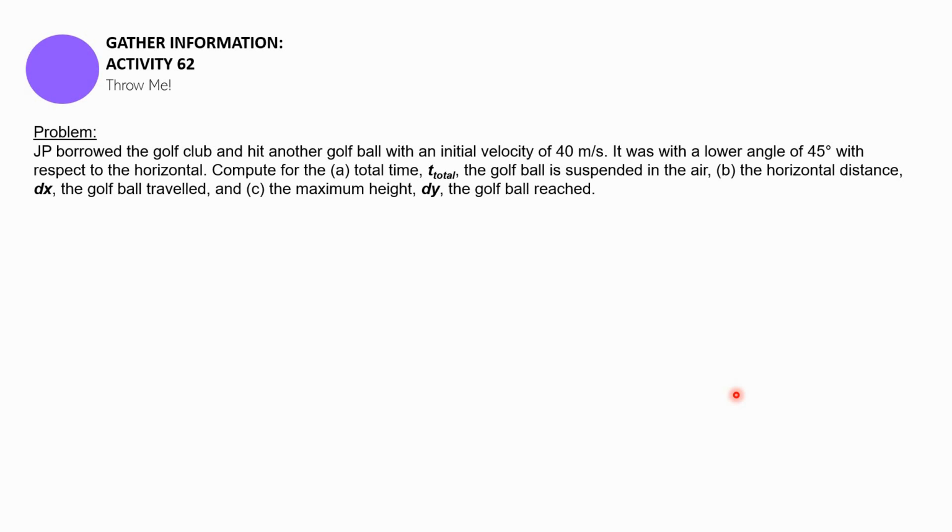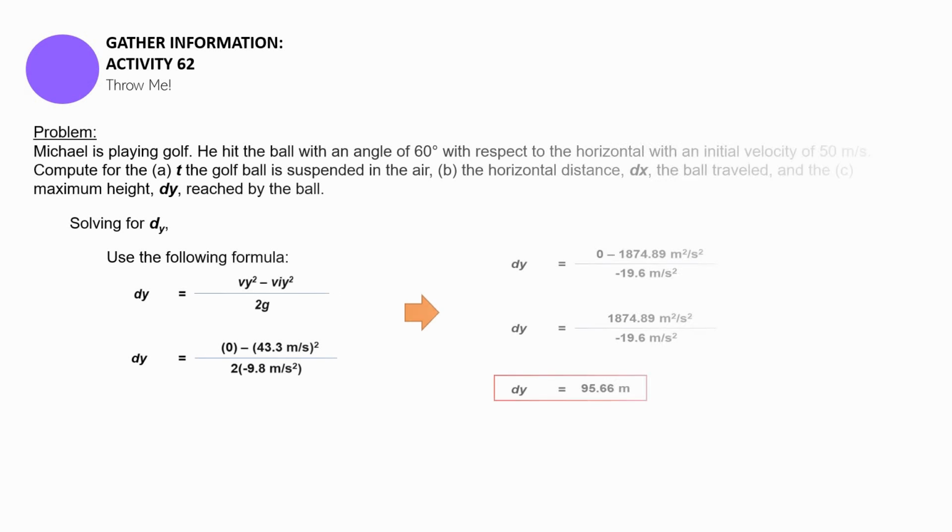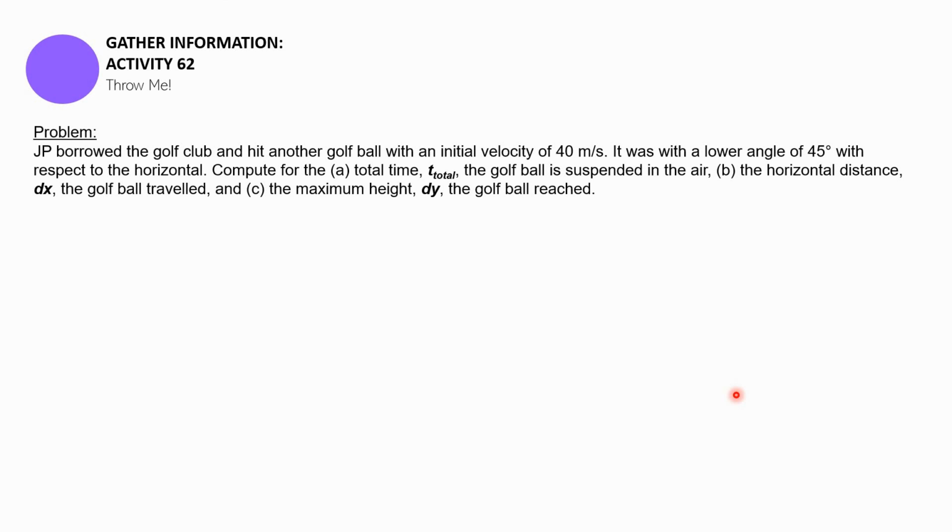Okay, so for the similar problem you need to solve by yourself, you need to solve for the following. JP borrowed the golf club, okay, nung kaninang player natin, which is Michael, tama ba? Okay, and he hit another golf ball with an initial velocity of only 40 meters per second. It was with a lower angle of 45 degrees with respect to the horizontal. Now you have to compute for the total time the golf ball is suspended in the air, and the total horizontal distance, which is dx, the golf ball traveled, and then the maximum height the golf ball reached.